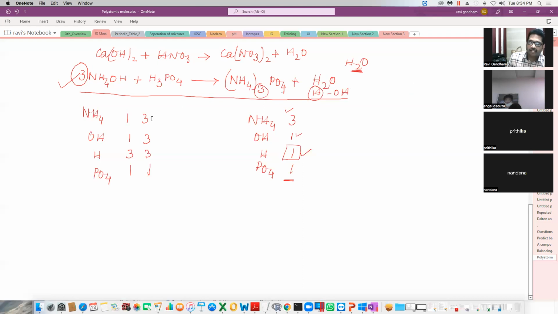Okay. And here, just because you have 3 ammonium ions, you have multiplied 3 here, and you have got 3 ammonium, right? 3 hydroxyl, right? Because the coefficient is 3 here, 3 hydroxyl. And here you have got 3 hydrogen and 1 PO4. This is clear, right?